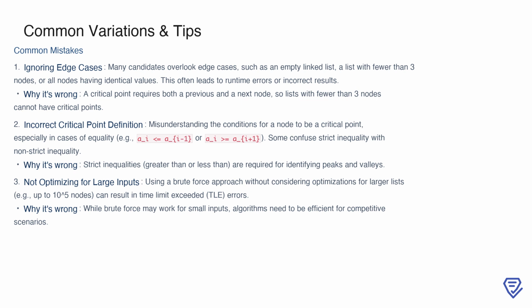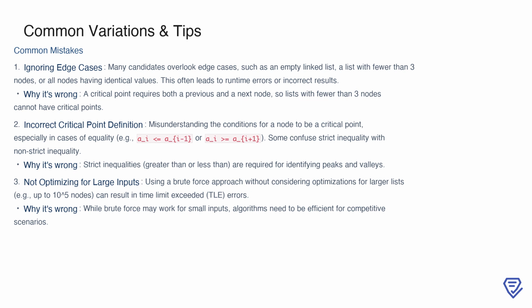First, ignoring edge cases can lead to runtime errors or incorrect results. For example, a list with fewer than 3 nodes cannot have any critical points because a critical point requires both a previous and a next node. Similarly, if all nodes in the list have identical values, there will be no peaks or valleys to identify.